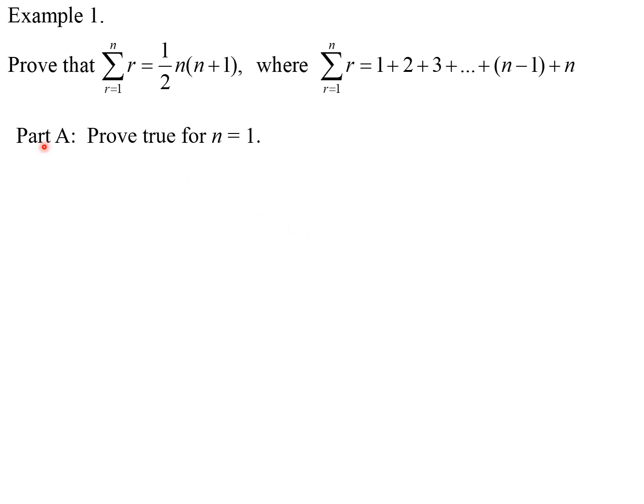So for the first part, part A, prove it is true for n equals 1, as I said just now. For n equals 1, we have to prove both sides. So first we start off with the left hand side. We start off with the left hand side, so the focus is this one, for the left hand side.